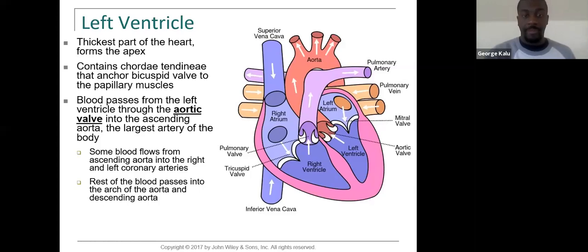Okay, so those are the 4 chambers: the right atrium, left atrium, right ventricle, left ventricle. And there's going to be a total of 4 valves: the tricuspid valve, the bicuspid valve, the pulmonary valve, and the aortic valve.